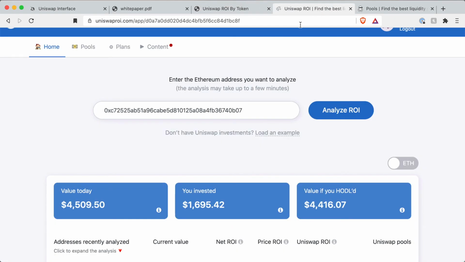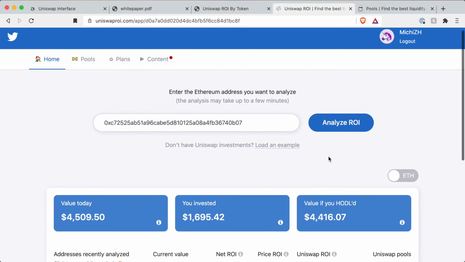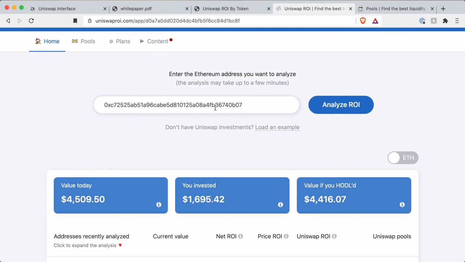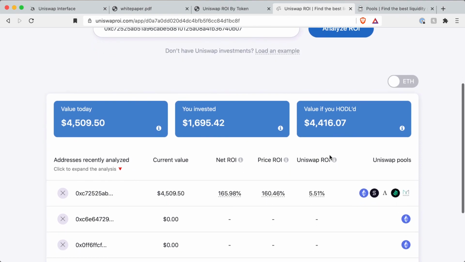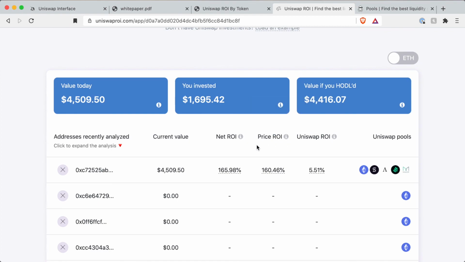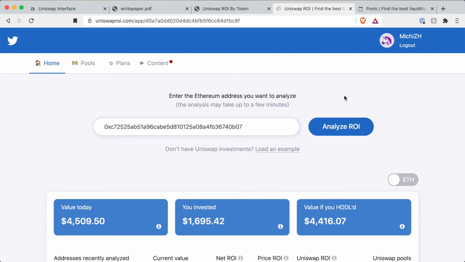Another website which is really interesting, I've loaded an example here to show you, is where you can analyze your own address to see how much you earned on Uniswap. It's called uniswaproi.com. So you see I've loaded an example address, and here you see you invested $1,700, the value today, and the value if you hold it. So you also see here you would have made more money by providing the liquidity on Uniswap instead of just holding it. And then you see the ROI you made, the price ROI, and the net ROI. It's really a good website to track your overall performance in the liquidity pools.